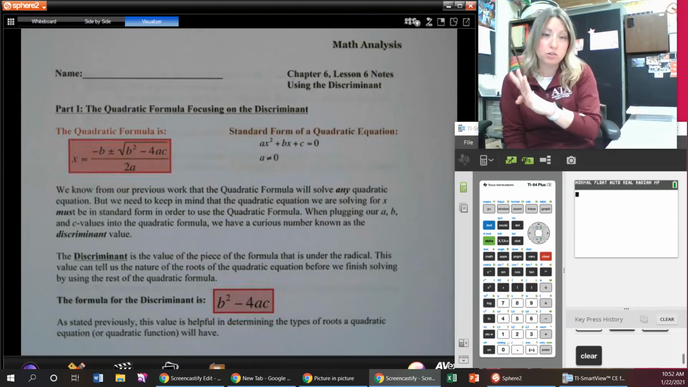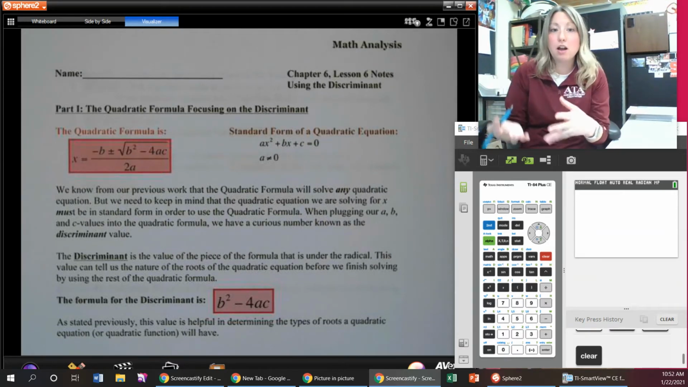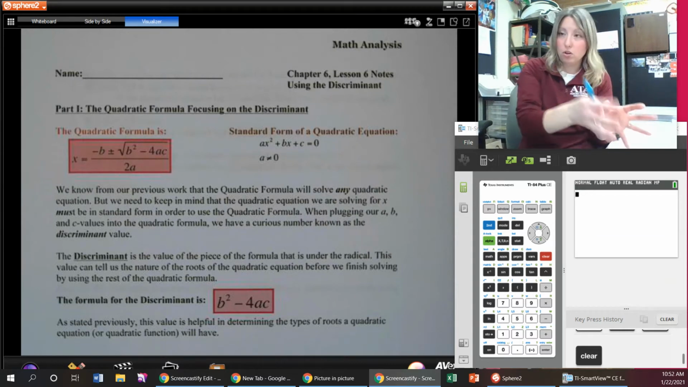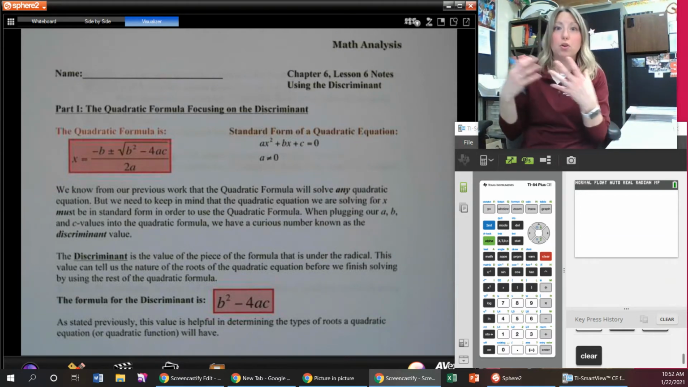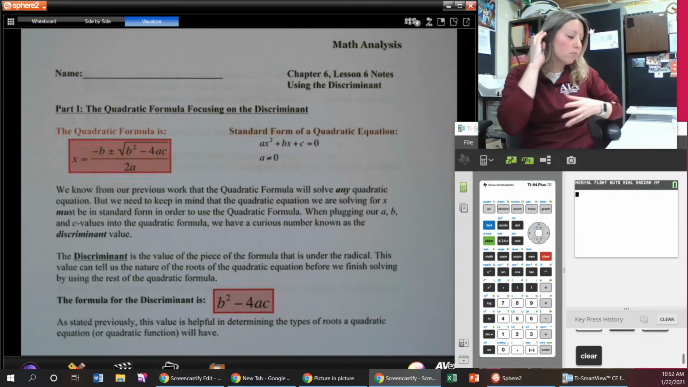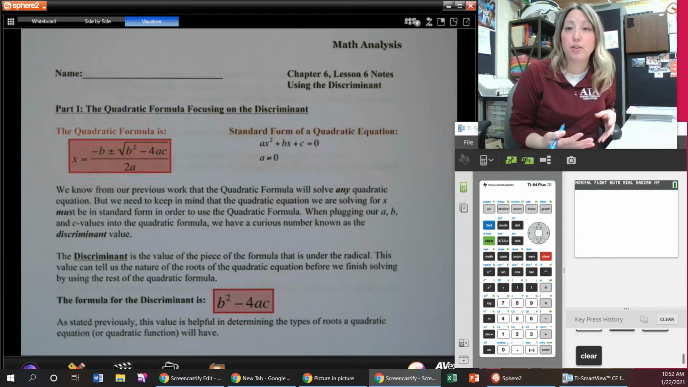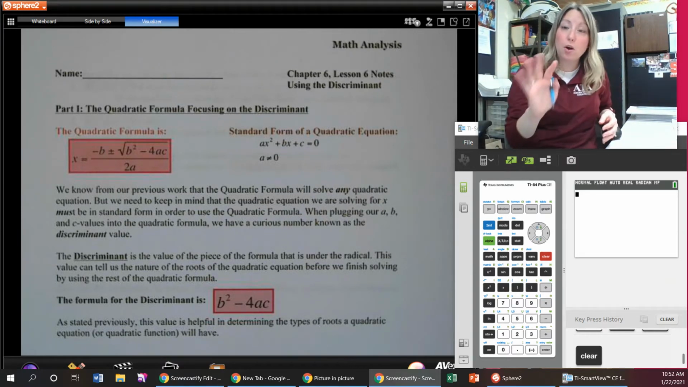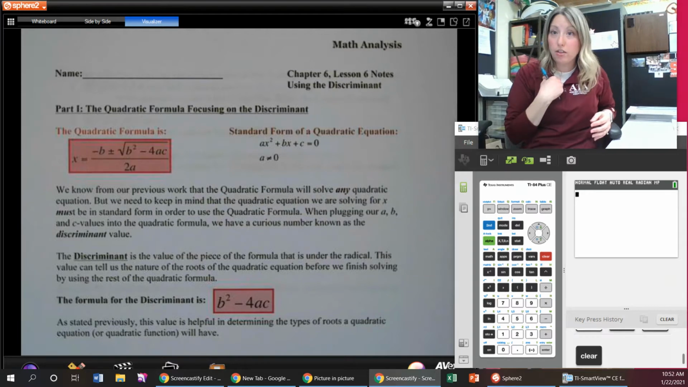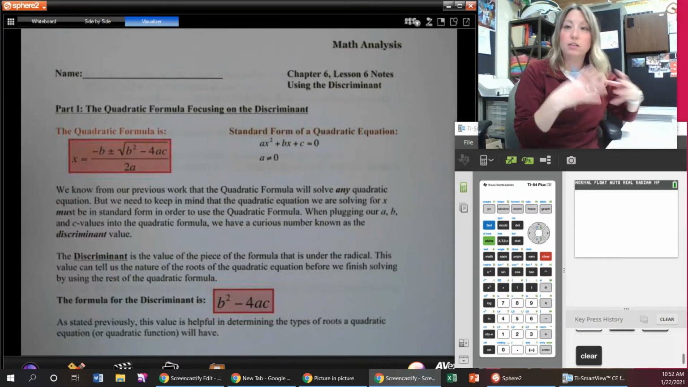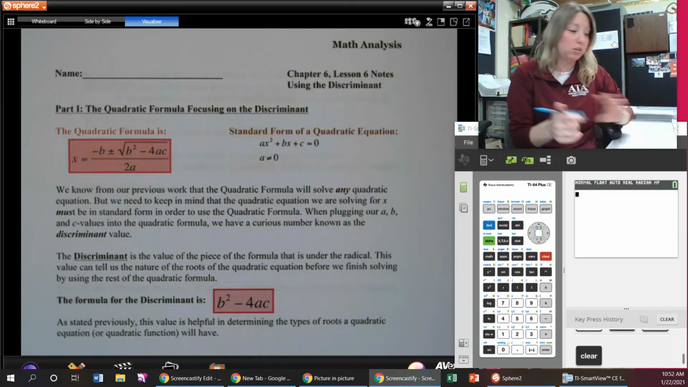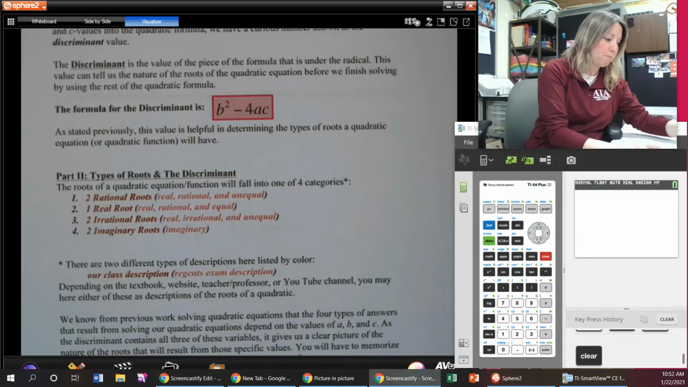4 types of answers. And depending on if we're looking at just a test I've made or we're looking at a Regents exam, they might call them different things. Okay, so I'm going to go with what I call them, and then in the lighter pink is what the Regents would call them.